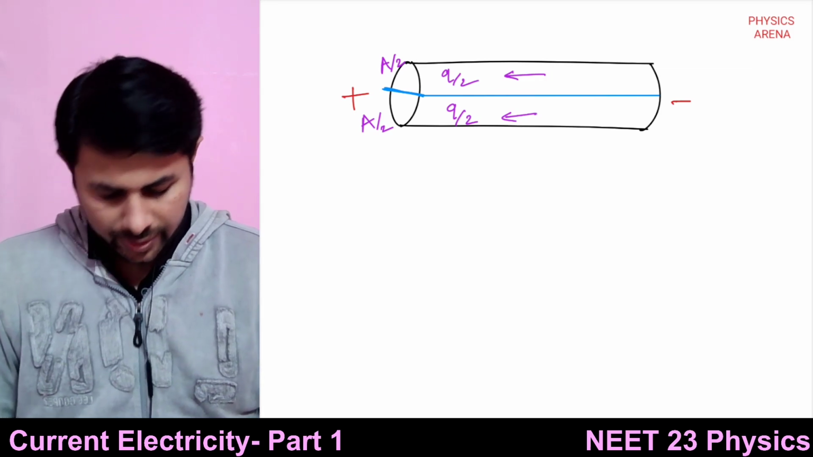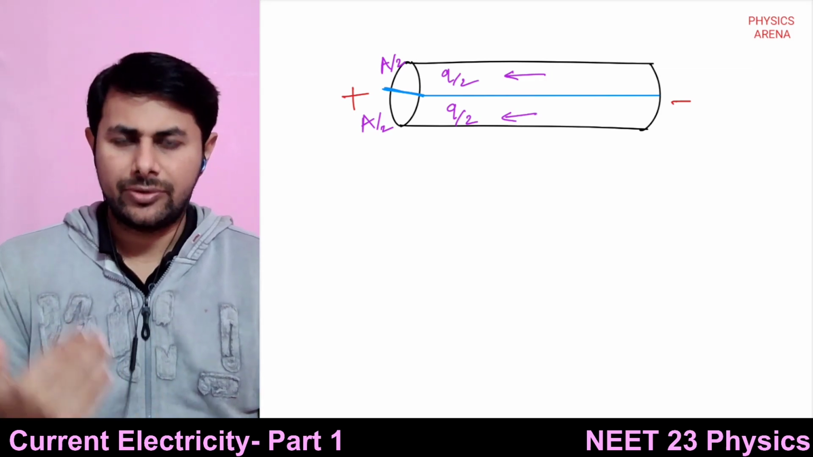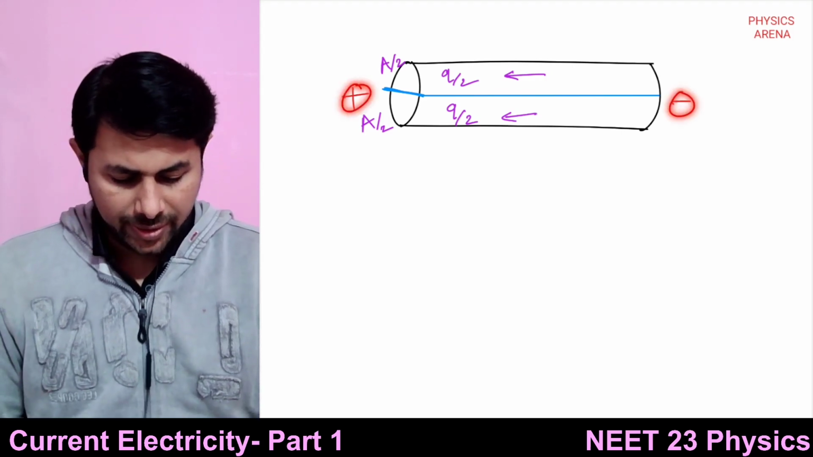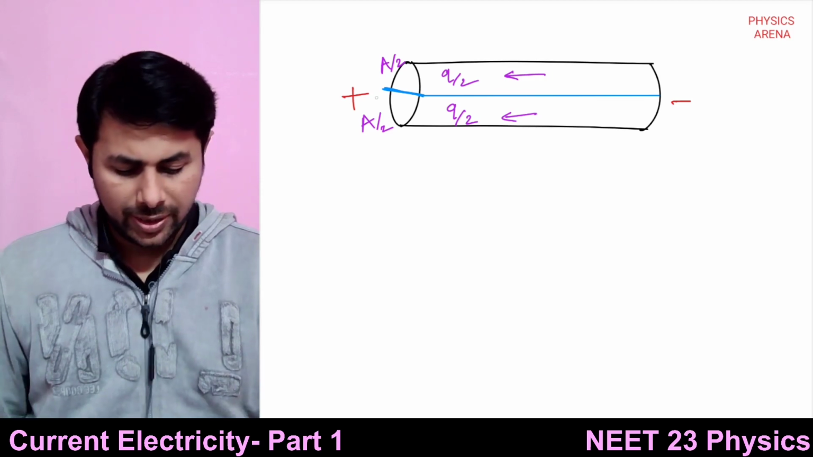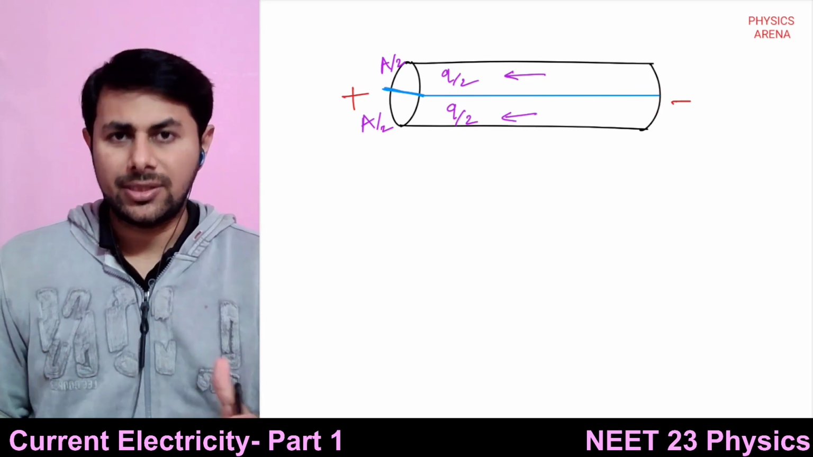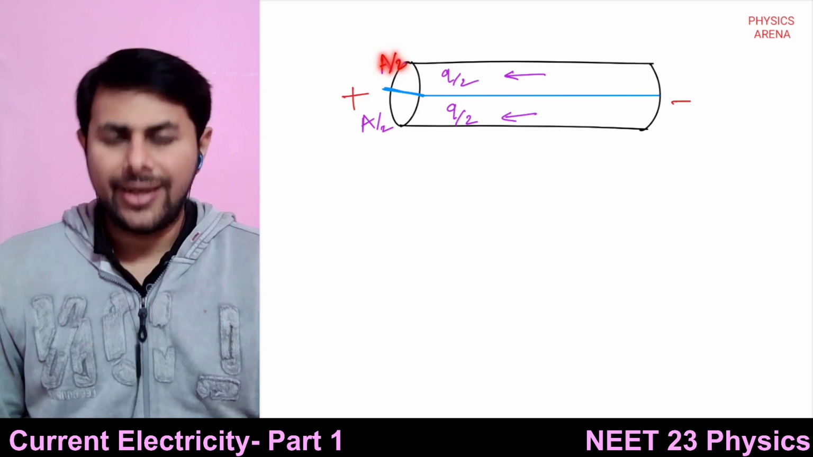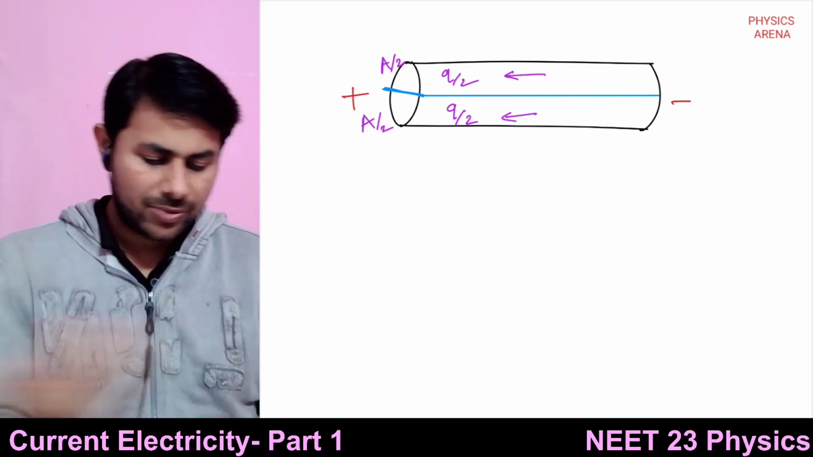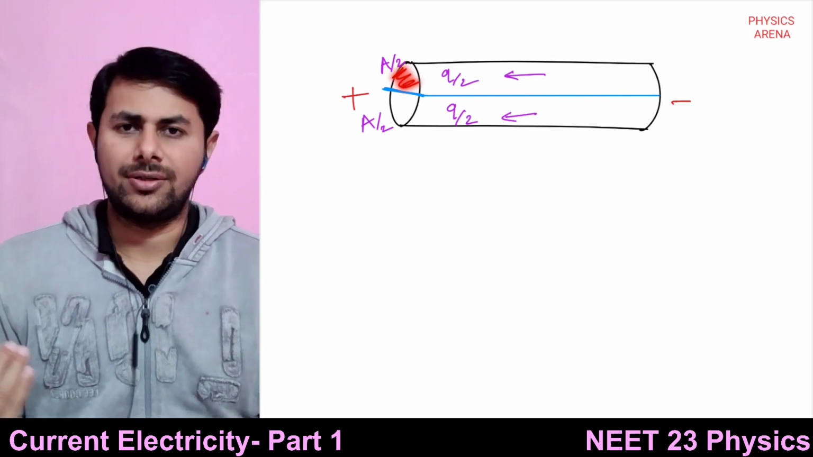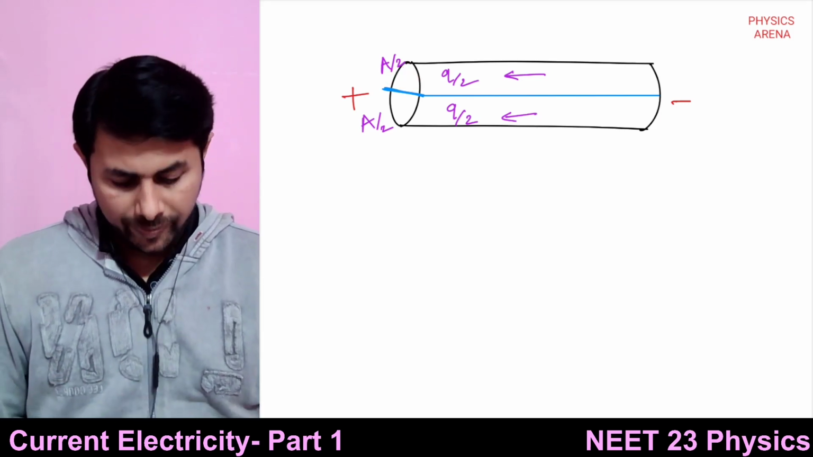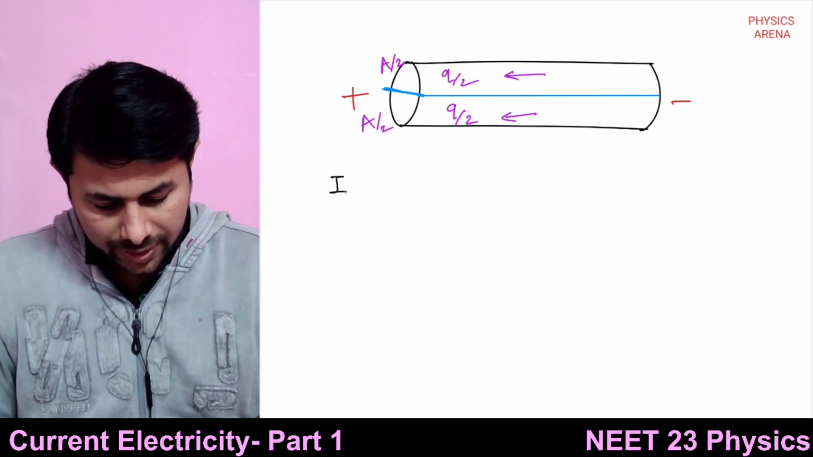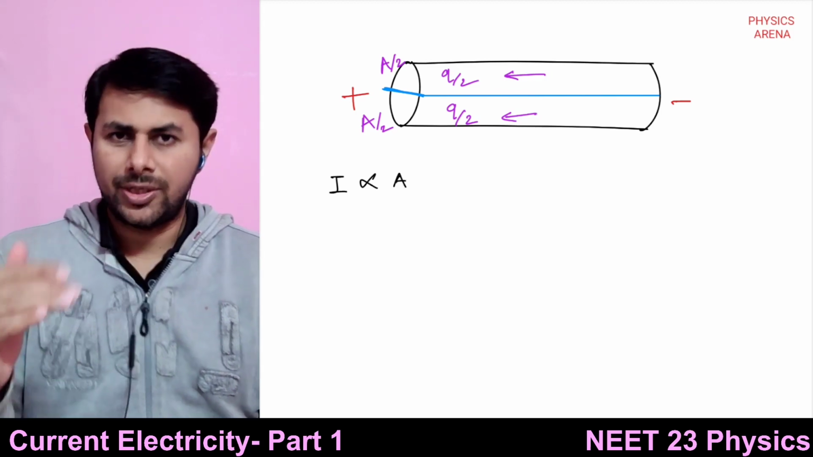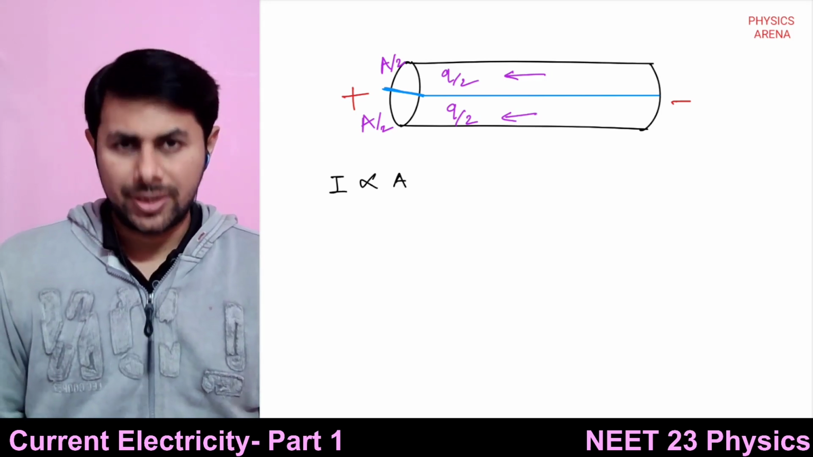So it means what? That if you decrease the area to half, potential difference is same. The potential difference here is same. Okay, between these two ends, the potential difference is same. But you have decreased the area to half, so current flowing becomes half, because charge flowing through this region becomes half. Okay, so that means current is directly proportional to the area of cross section, because if you reduce the area of cross section, current will reduce.